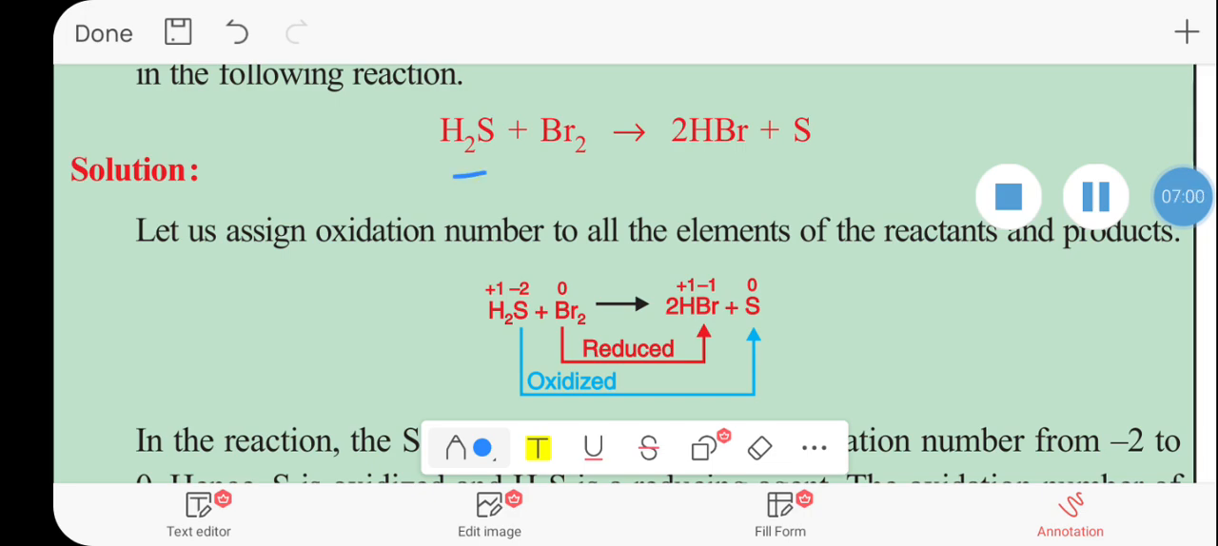Hydrogen sulfide reacts with bromine, gives us hydrogen bromide and sulfur. Now, first let us assign oxidation number to all the elements of the reactant and product. In the reactant side, the oxidation number of bromine is 0. In the product side, the oxidation number of sulfur is also 0.